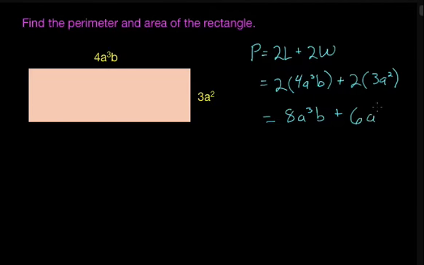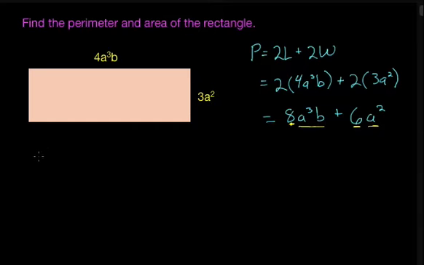6a squared. Now, you might be tempted to combine this a cubed and this a squared, but remember what the product of powers property states. If you are multiplying terms with like bases, then you can add the exponents. But we're not multiplying a cubed and a squared. They're part of two separate terms, and they're not like terms, because this is saying we have the quantity a cubed b 8 times, and here we have the quantity a squared, and we have that 6 times. Well, a squared is not the same as a cubed b, so they're not like terms.